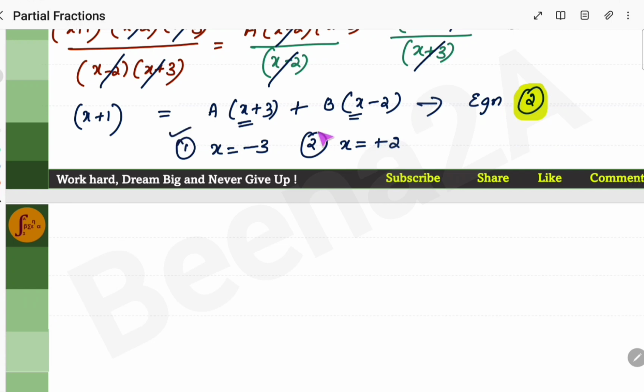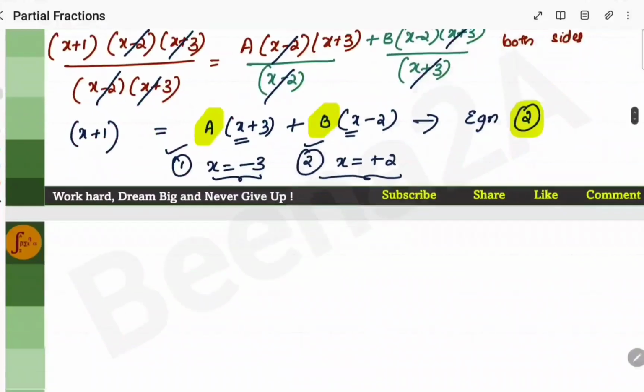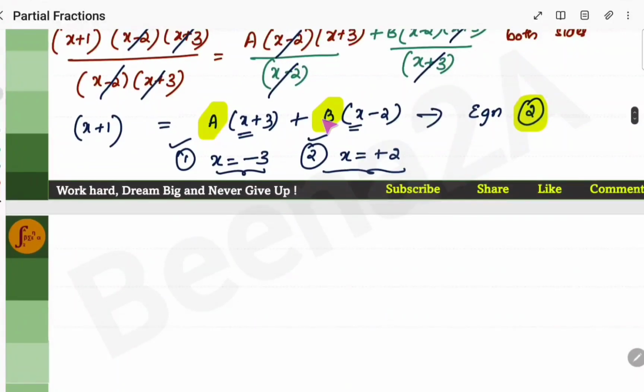Now I'll take these two values of x, right, and substitute in this equation 2. First I'll take this value of x, substitute it here. Then I'll take this value of x, substitute in this particular equation. Why I will substitute is, I will get the value of a and b. Our ultimate goal is to find the value of a and b. If we find the value of a and b, that means we have resolved this into partial fractions. So now, to find the value of a and b, we are substituting the value of x.